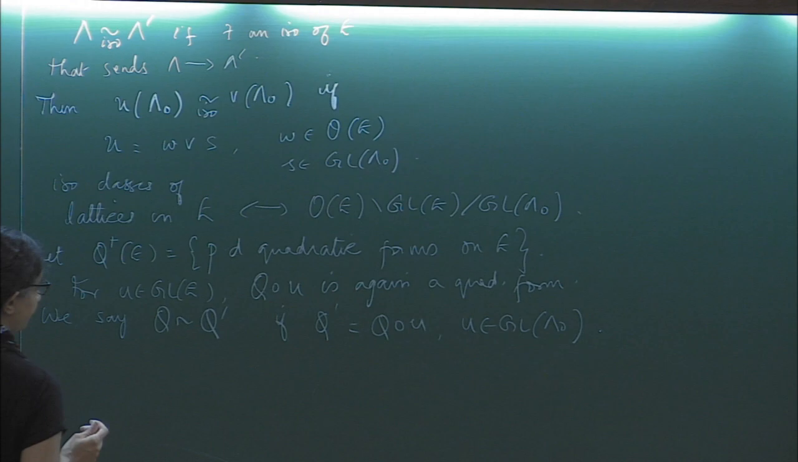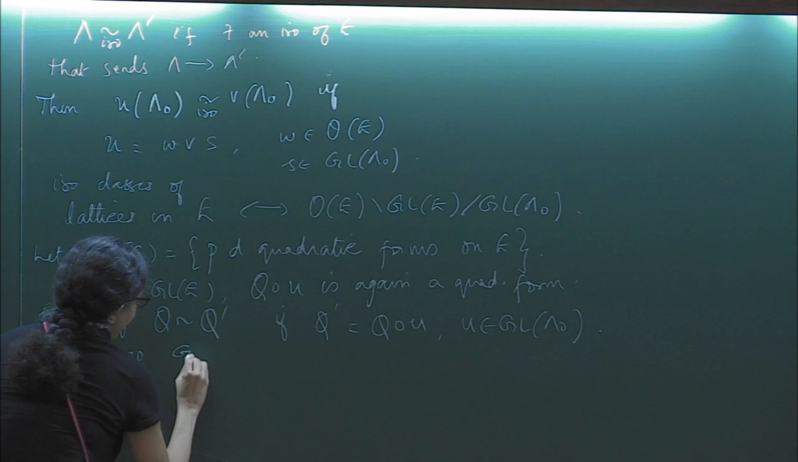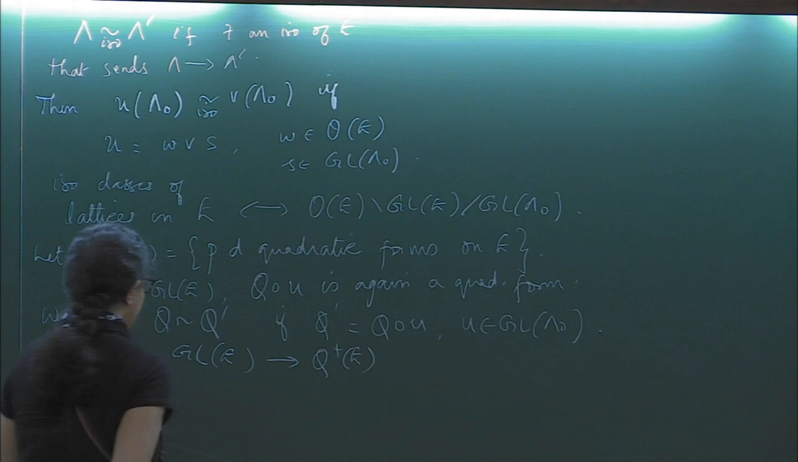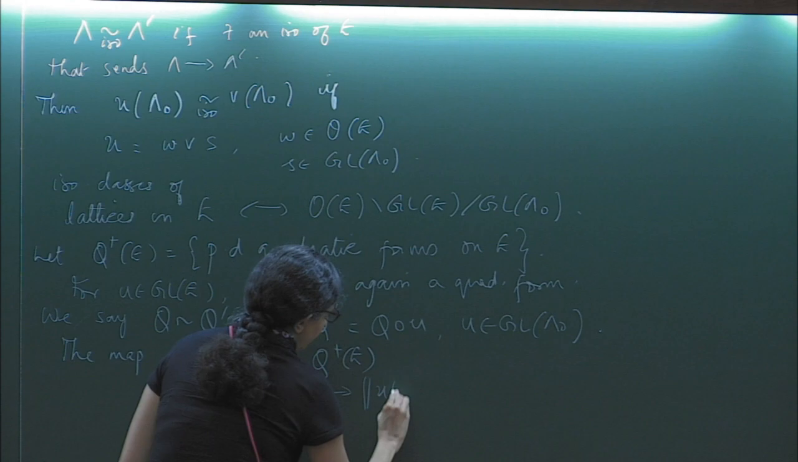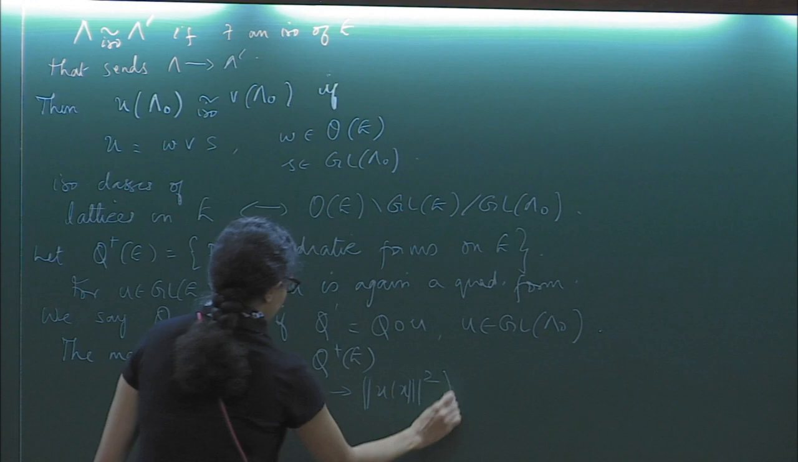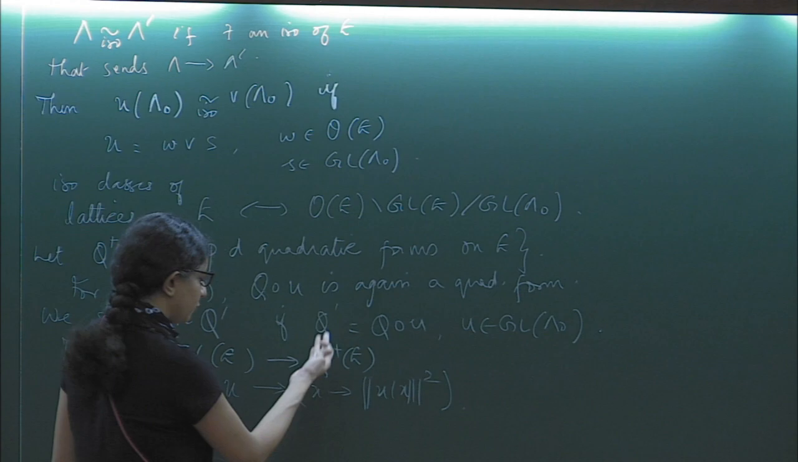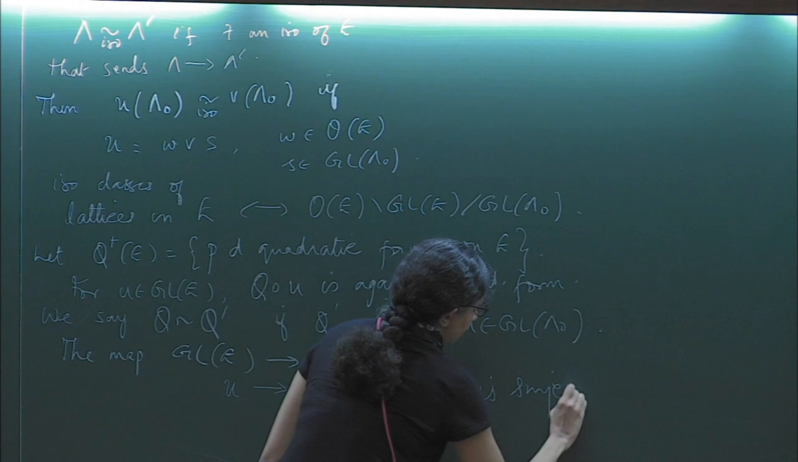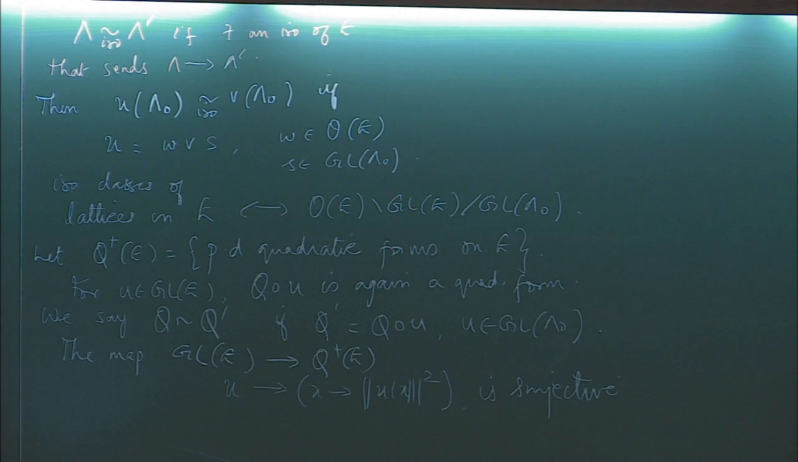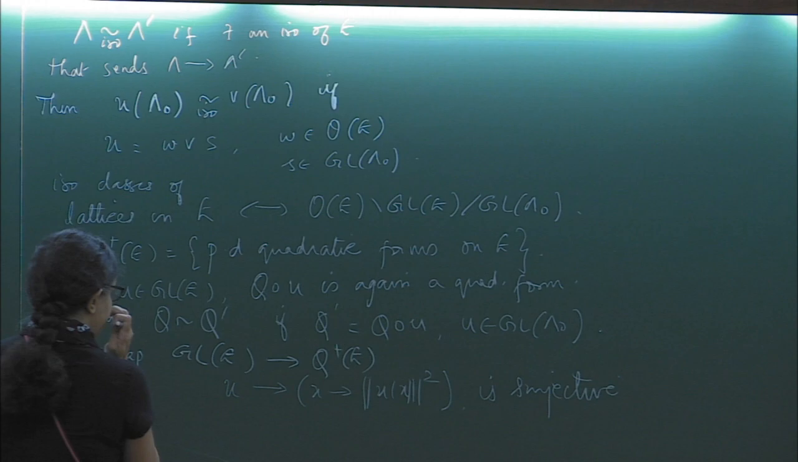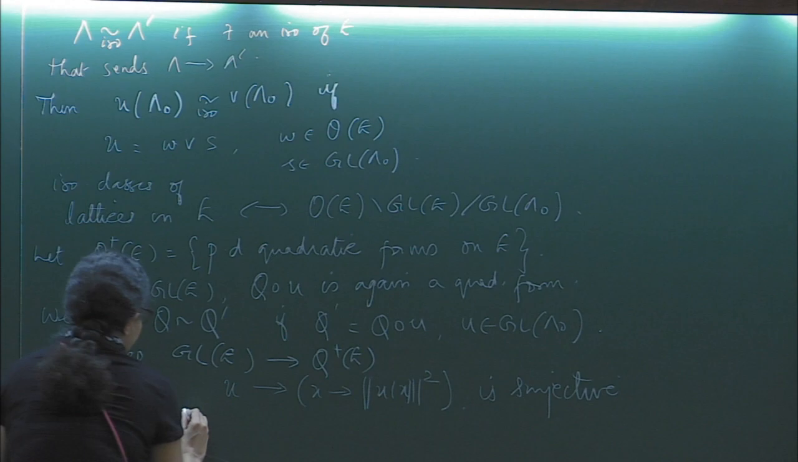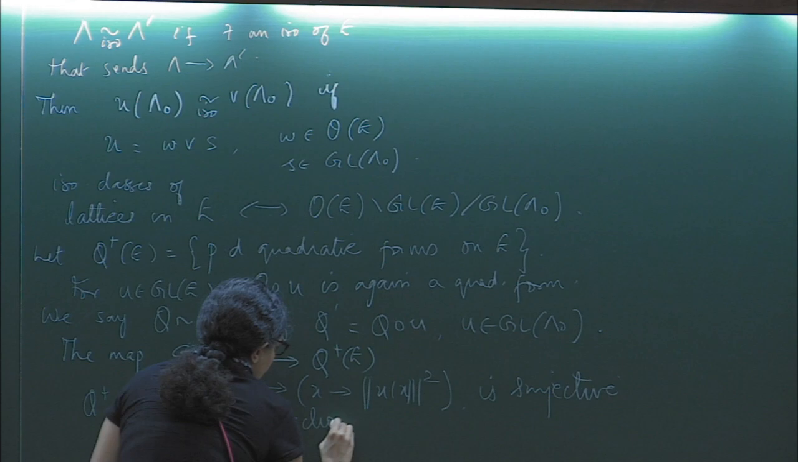Then, I've already fixed this norm in the Euclidean space. So the map from GL of E to Q plus of E, sending U to x goes to norm of U of x squared, is surjective, right? This is because a real quadratic form is determined by its signature. And the stabilizer of the canonical form is the orthogonal group. So Q plus of E is in bijection with O of E mod GL of E.